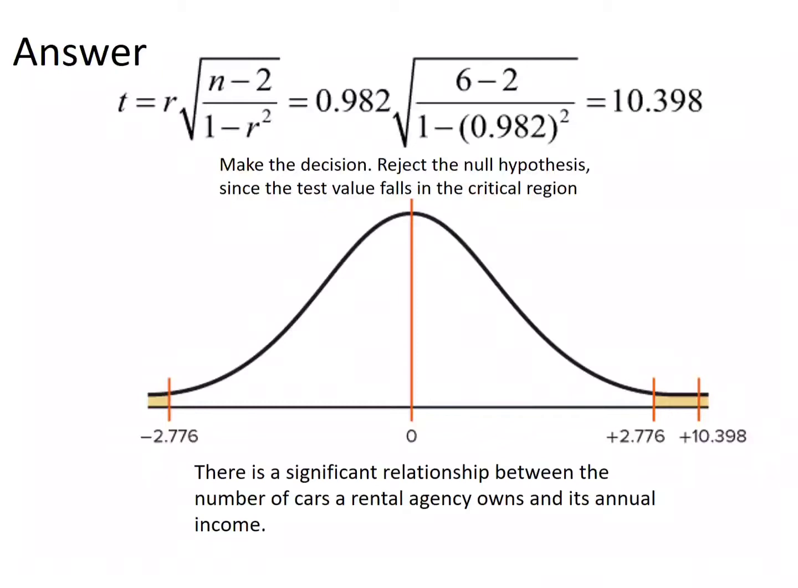So we plug in our r: 0.982 times the square root of 6 minus 2 divided by 1 minus 0.982 squared, and we get 10.398. 10.398 is a crazy number, much greater than 2.776. So we make a decision to reject the null since the test value falls in the critical region. So there is a significant relationship between the number of cars a rental agency owns and its annual income. If you look closely, again, 10 is a much bigger number than 2, so it's clearly in the critical region. So we reject the null hypothesis.